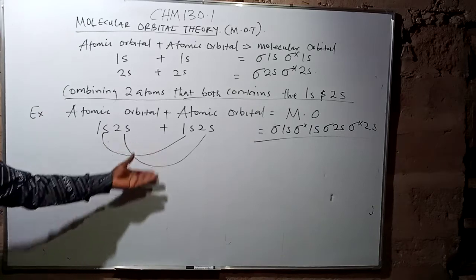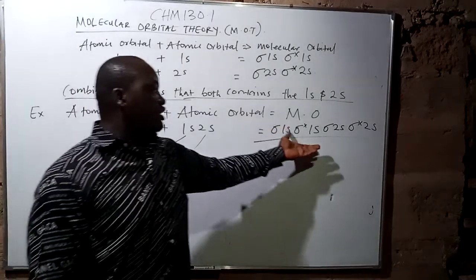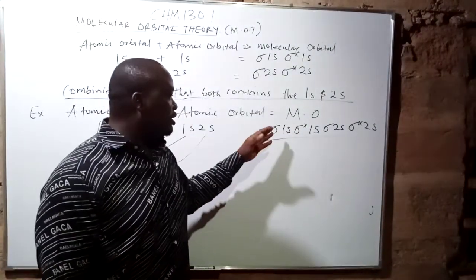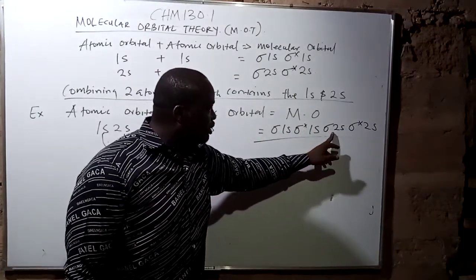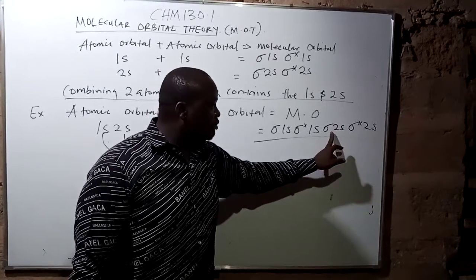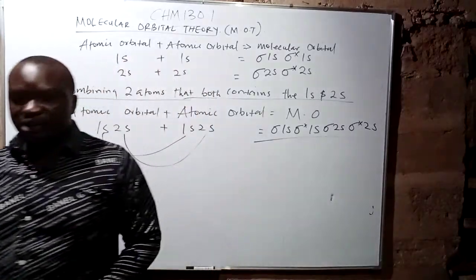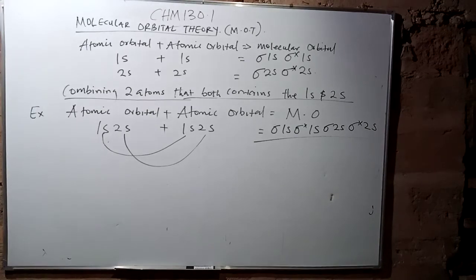When you're given two atomic orbitals and asked to write the molecular orbital, this is how you write it. Remember, I started with the bonding, and this is the antibonding, and this is the sigma bonding, and this is the antibonding. So keep on noting the points. Like I said, immediately you write the bonding molecular orbital, you have to write the antibonding molecular orbital. And I said that the antibonding molecular orbital is of higher energy level. Please note these things very well. That is all for this video.